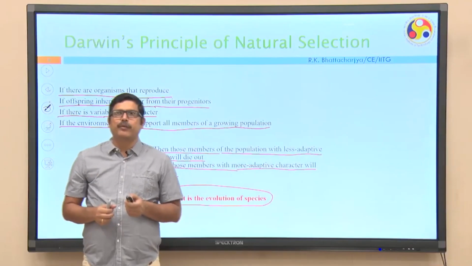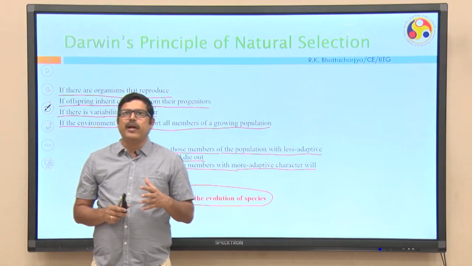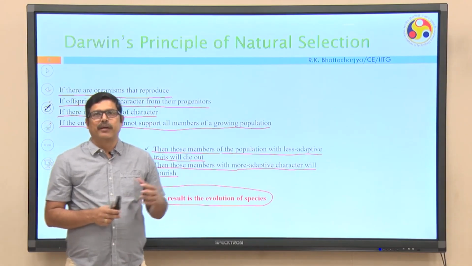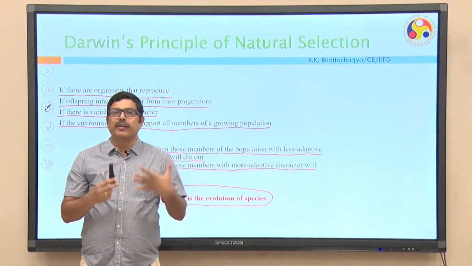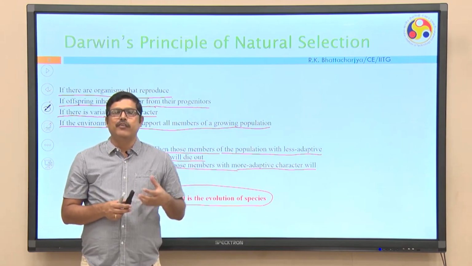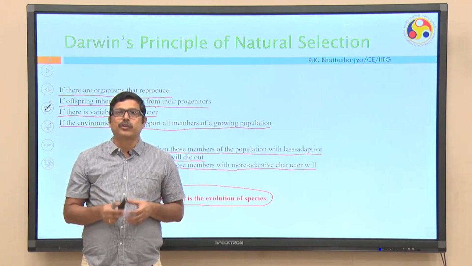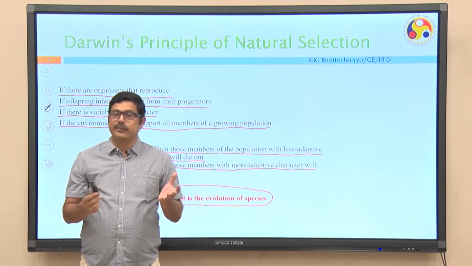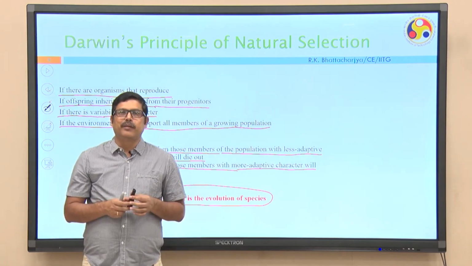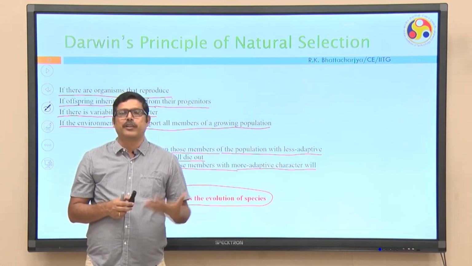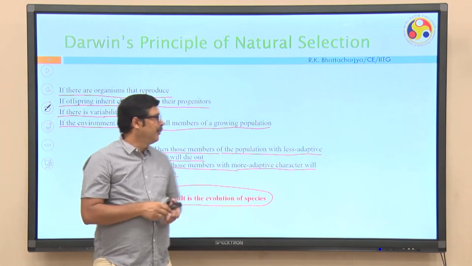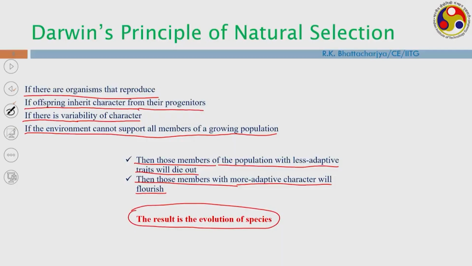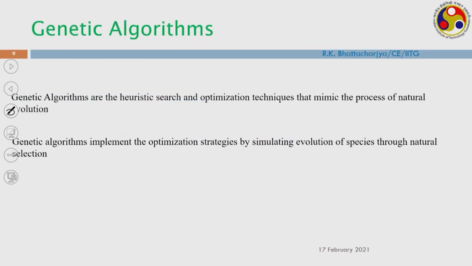So, now what we are doing basically is trying to implement this principle of nature artificially in finding the optimal solution of an optimization problem, mainly for nonlinear optimization problems. So, we try to apply the principle of natural selection artificially for solving an optimization problem.